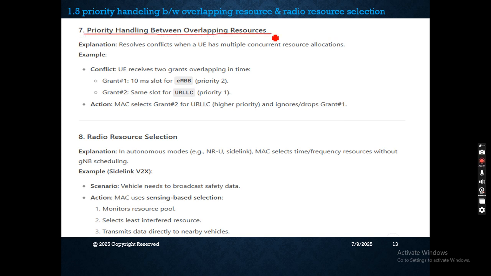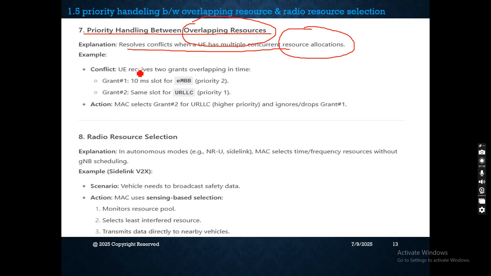Priority handling between overlapping resources. Keyword again, overlapping of resources. It is a normal concept that when something is overlapped, there is always a chance of collision. That is what is happening here: resolve conflict when the UE has multiple concurrent resource allocations. There is always a chance of overlap, a chance of conflict, and how we overcome that conflict is what we are going to discuss.